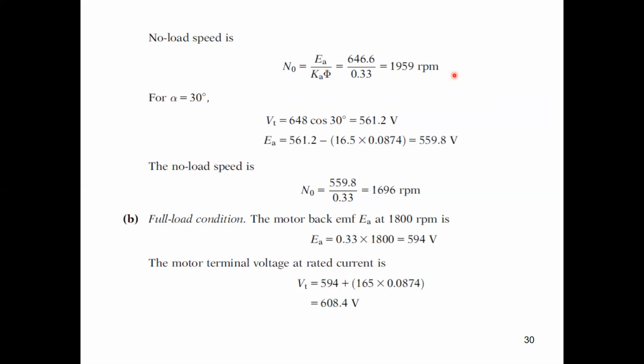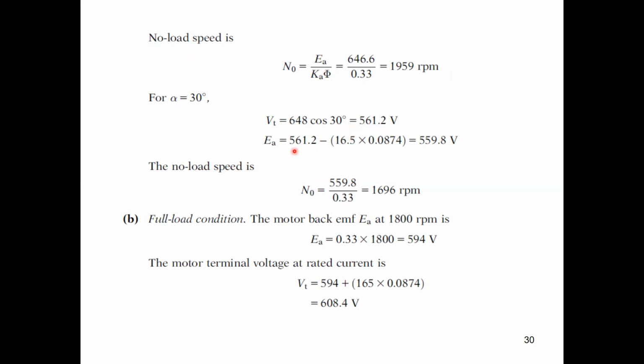We expect that if we increase the firing angle, the cosine will for sure be lower than cosine 0. This means the voltage will be decreased, so we can conclude the speed is also going to be decreased. So we expect at 30 degrees firing angle, we will have lower speed. Let's calculate and see. V terminal now, using firing angle equal to 30 degrees, equals 561 volt.